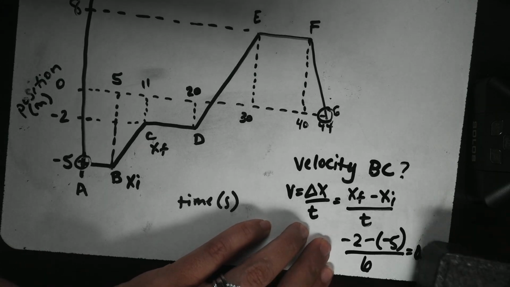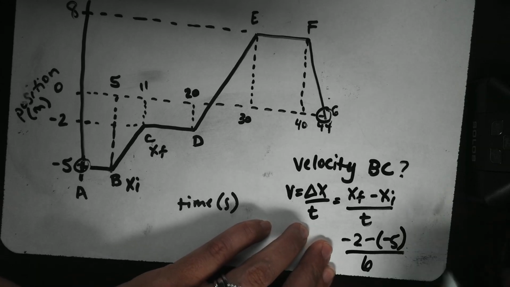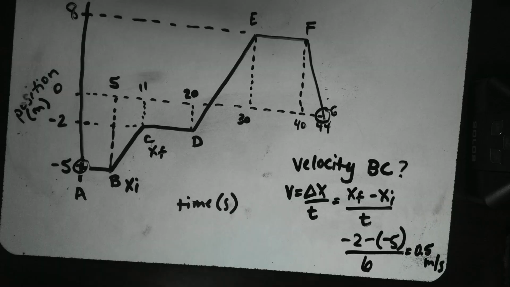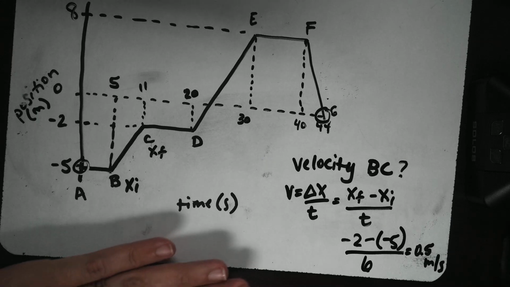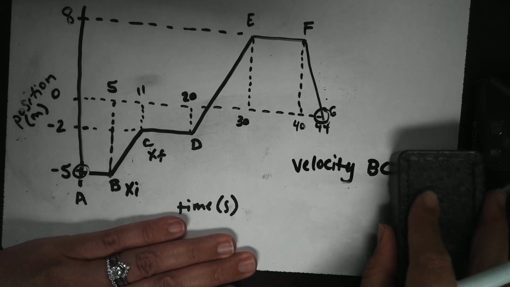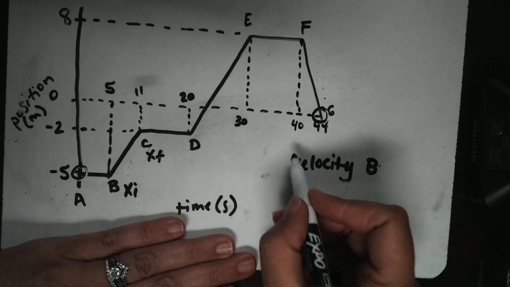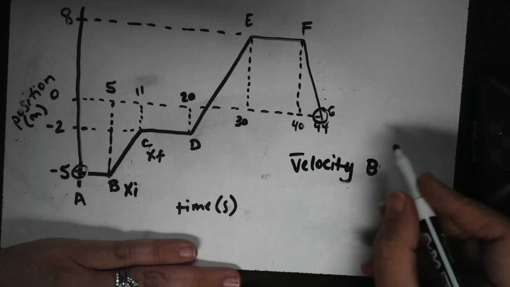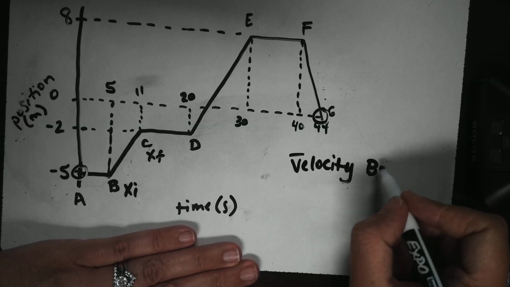Sorry, I ran out of room over here. See if I can fit that here. 0.5 meters per second, that is my velocity from B to C. I could ask you for more, not just from B to C. I could ask, what is your average velocity from B to G?